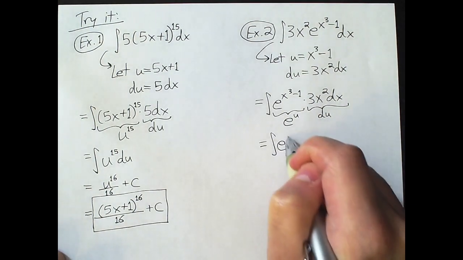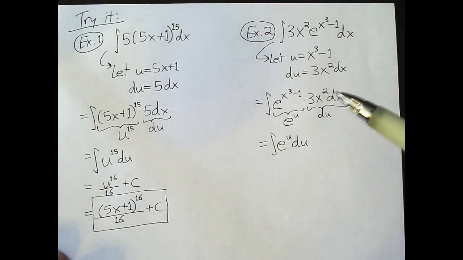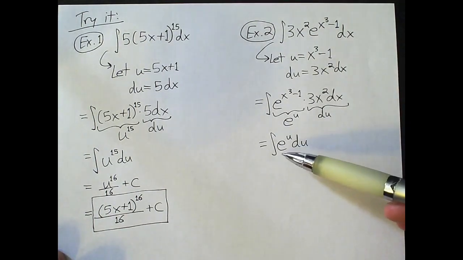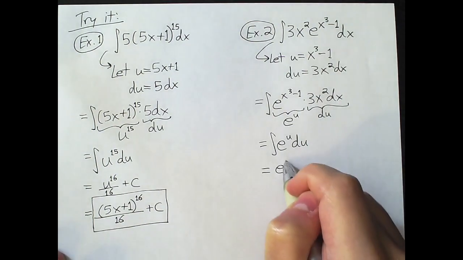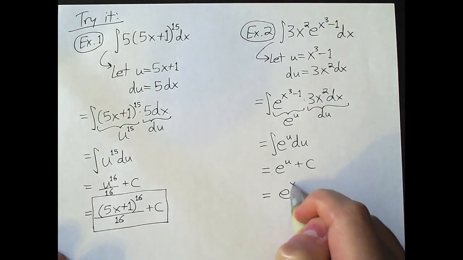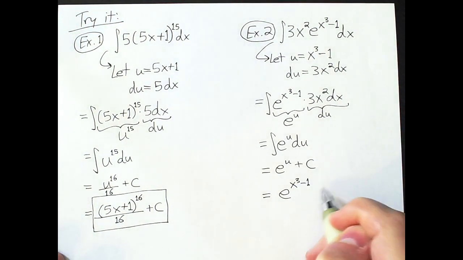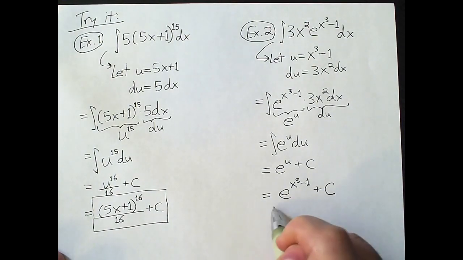So it seems like we've had a few problems today that simplify to the same integral of e to the u du. And we also had a couple of problems that became the integral of the square root of u. So you see some of the same integrals come up again and again, but the final answer will still be different once it's in terms of x. So this is going to be e to the x cubed minus 1. Make sure that's in the exponent, and make sure the plus c is not in the exponent. Plus c should always be on the outside.